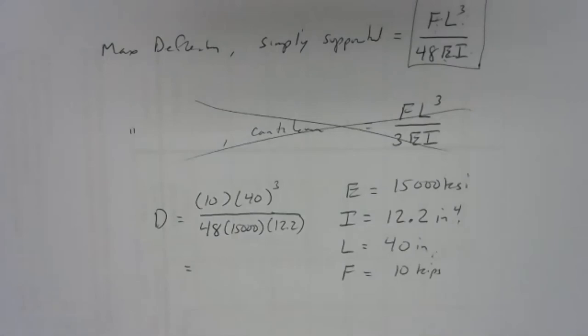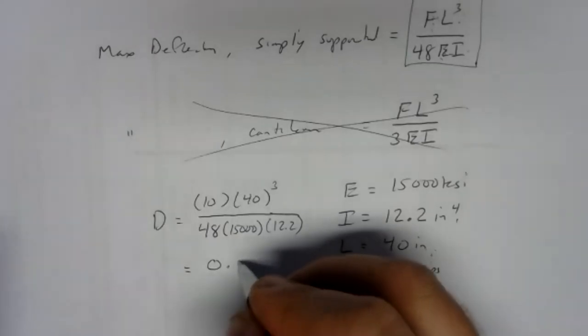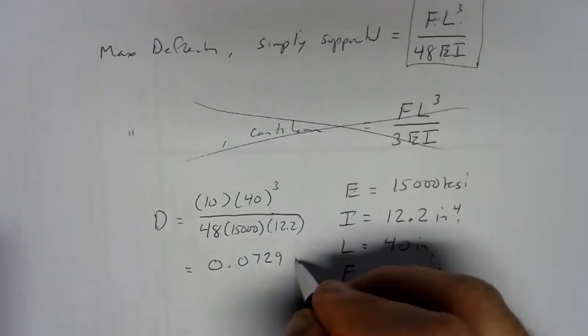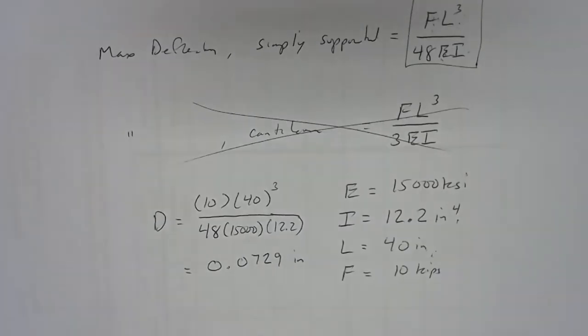So we have 10 times 40. The 40 is cubed, so we have 10 times 64,000 up on top. We divide that by 48, by 15,000, and by 12.2. And we end up with a maximum deflection here of 0.0729 inches. So a little bit more than 72 thousandths of an inch. Well, 72 thousandths of an inch is about 5/64ths of an inch.